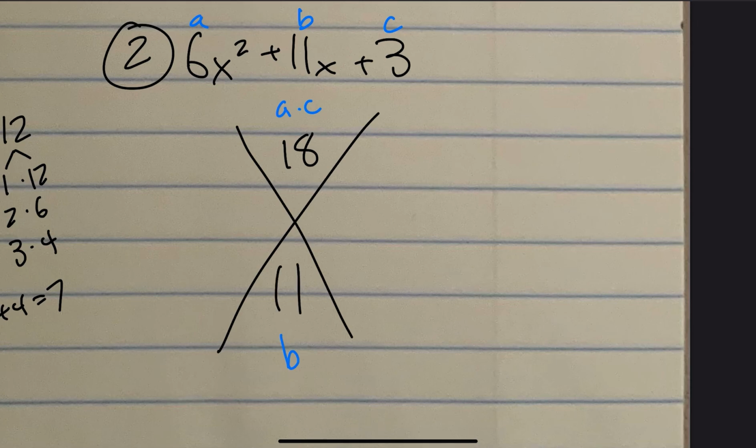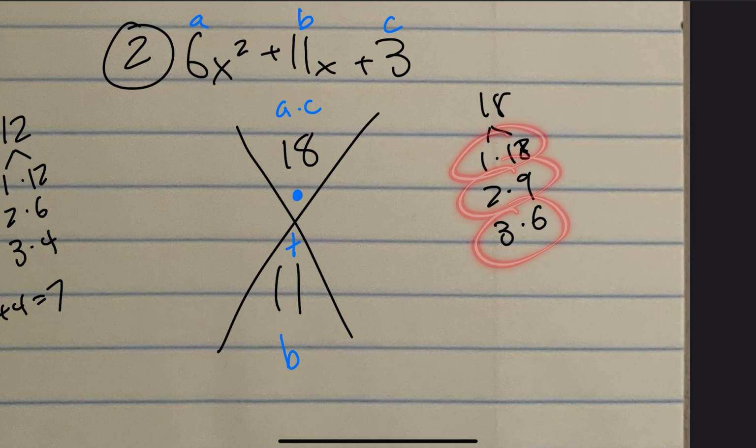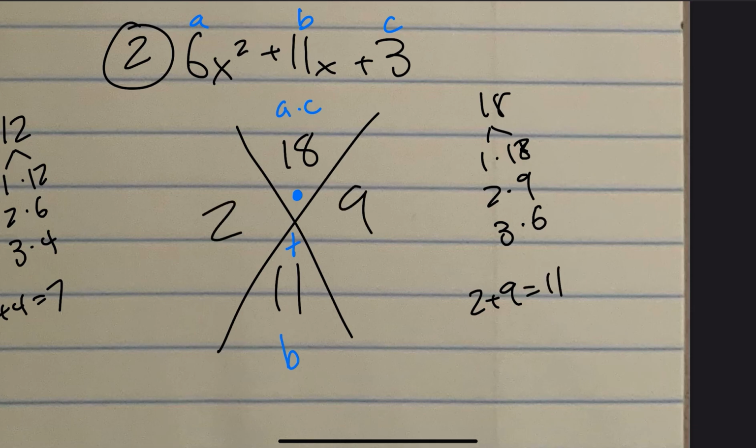All right, step 2, I need to find two numbers that multiply to give me 18, add together to give me 11. So let me make my factor tree for 18. 1 times 18, 2 times 9, and 3 times 6. Which one of these will add together to give me 11? That's going to be the 2 and the 9. 2 plus 9 equals 11. Cool.